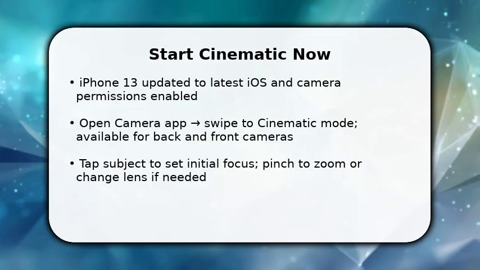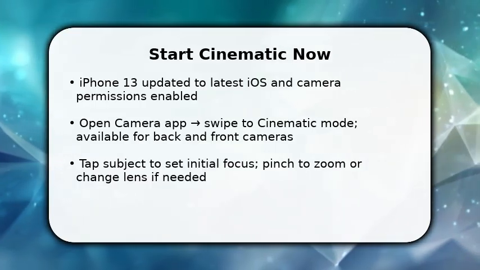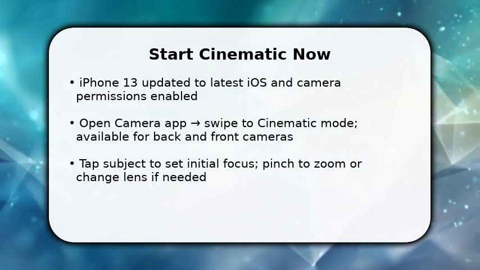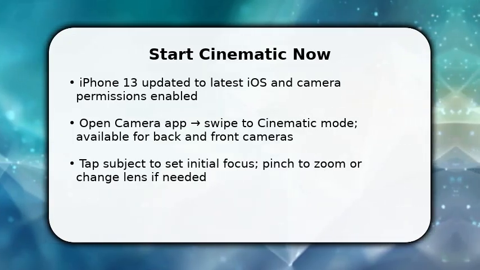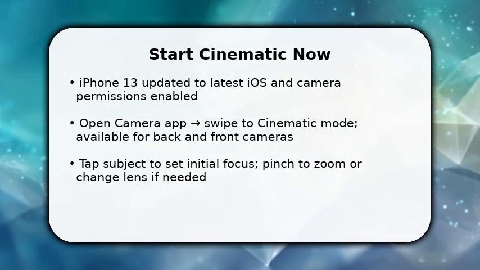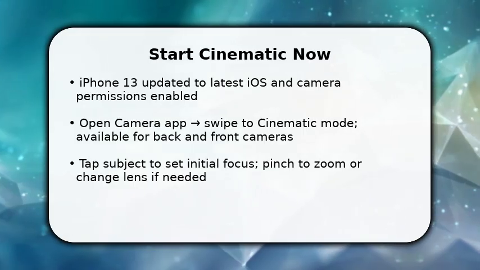You begin by opening the camera app and switching to cinematic mode. Do this now so you can capture depth. Once in cinematic, tap the person, pet, or object you want sharp. That tells the phone where to place focus.